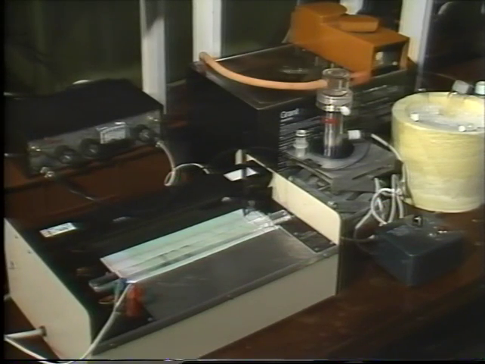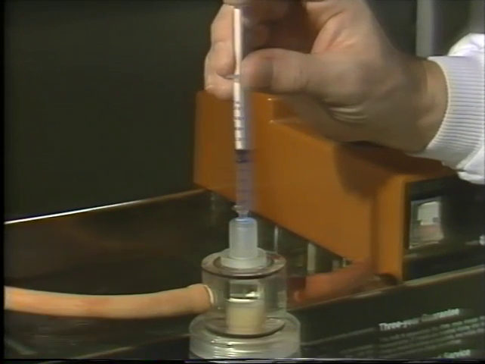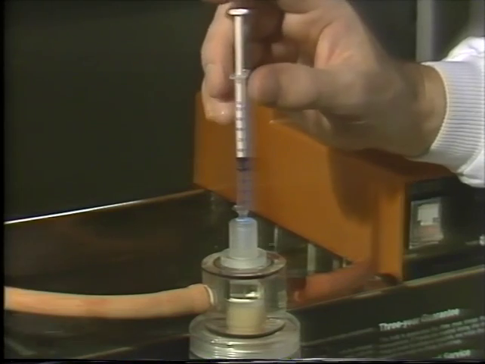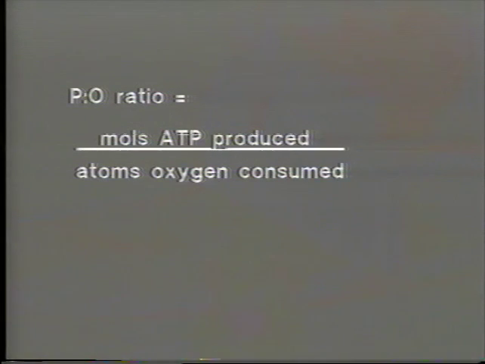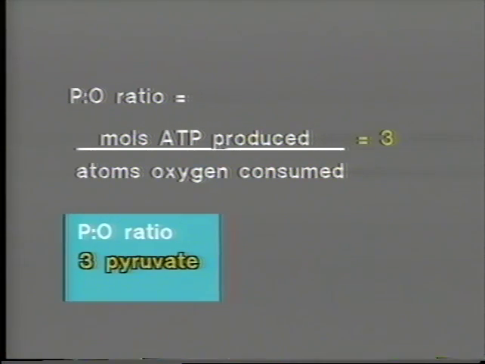When the amount of ATP produced and the amount of oxygen taken up during respiration have both been measured, the two values can be combined to give a measure of oxidative phosphorylation, which is usually expressed as a PO ratio, that is, moles of ATP produced per atom of oxygen consumed. In the case of pyruvate, the nutrient added to the isolated mitochondria in this experiment, a PO ratio of 3 is usually found. In other words, when pyruvate is being oxidized, 3 moles of ATP are produced for each pair of electrons passed down the chain to oxygen.